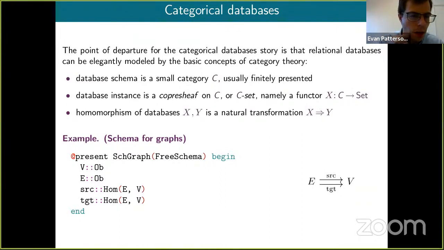Okay, so I have here below everyone's favorite, very simple but nevertheless useful example of a schema, which would be the schema for graphs. This is just two parallel arrows, and the objects conventionally labeled E and V for edges and vertices. This is a directed multigraph with loops.